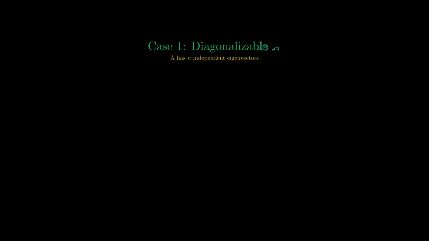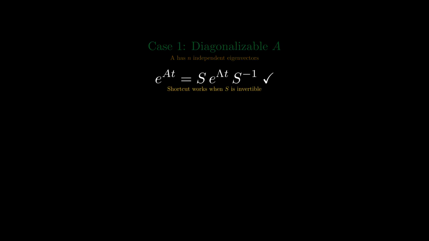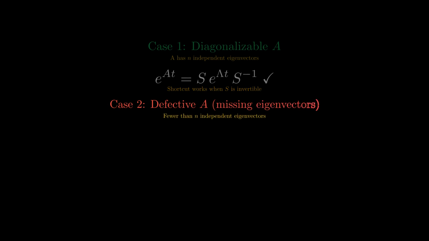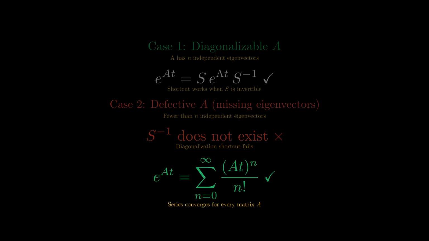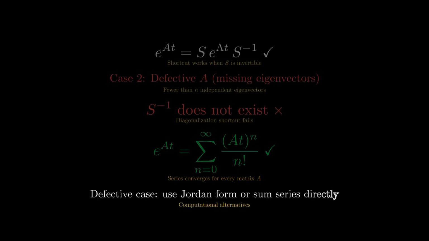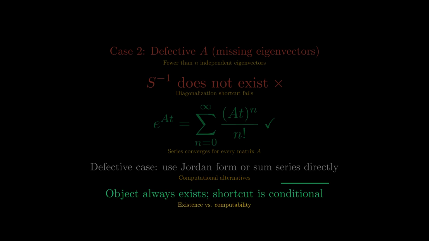One more caveat: the formula e to the At equals S times e to the lambda t times S inverse requires S to be invertible. That means A must have n independent eigenvectors. If A is defective, lacking a full eigenbasis, then S inverse doesn't exist and the shortcut fails. But the series definition still works. Every matrix, diagonalizable or not, has a matrix exponential. For defective matrices, you use Jordan form or just sum the series directly. The object always exists, only the computational shortcut is conditional.